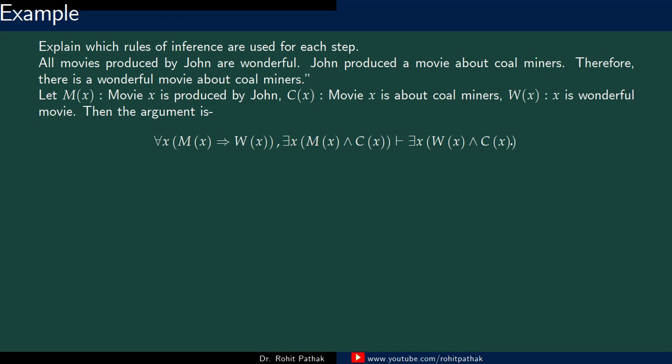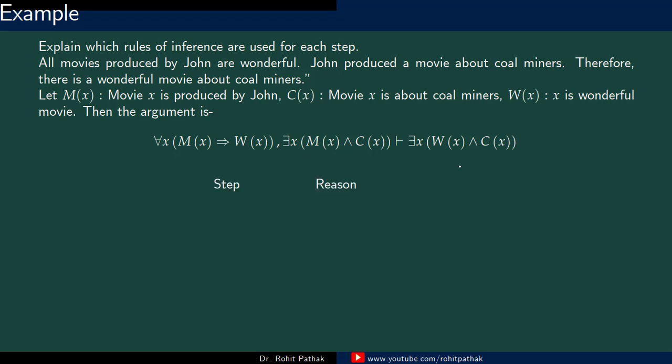Then the argument is: for all x, Mx implies Wx. All movies produced by John are wonderful. There exists a movie X such that Mx and Cx. The movie is produced by John and it is about coal miners. Then the conclusion is: therefore there is a movie X which is wonderful and is about coal miners. Right, so this conclusion we have to show.